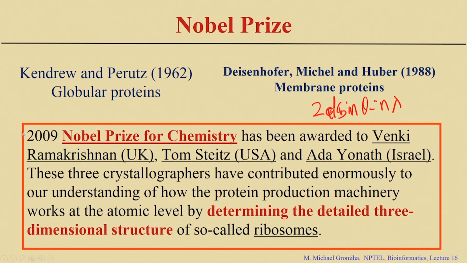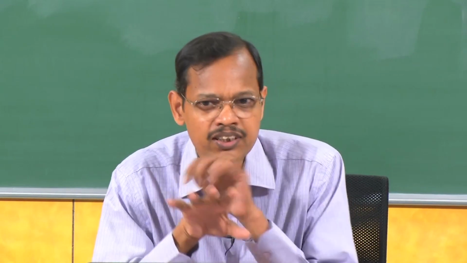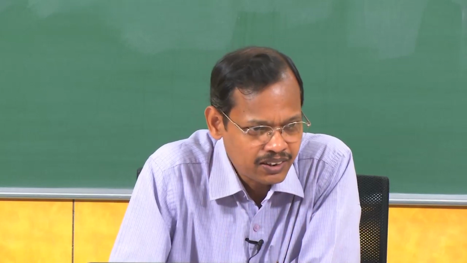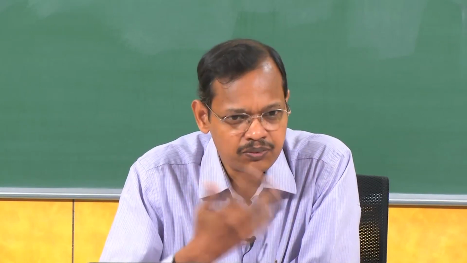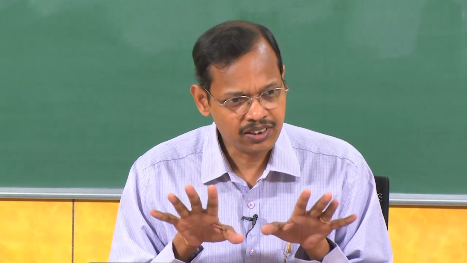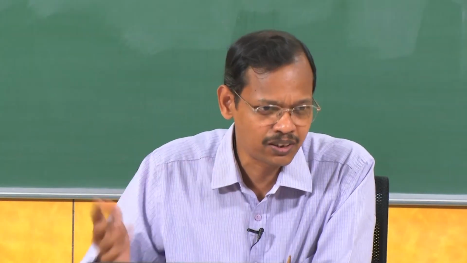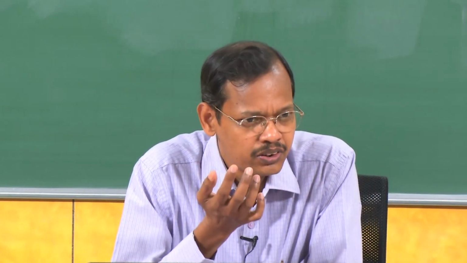In 2009, Venki Ramakrishnan, Tom Steitz and Ada Yonath, three crystallographers, enormously contributed to understanding the protein production machinery at the atomic level using the 3D structures of ribosomes, and they got the Nobel Prize in 2009. There are also Nobel Prize winners for GPCRs and other work on protein crystallography. So X-ray crystallography is a major technique used to determine the 3D structures of protein molecules as well as other biological macromolecules. Then we also have NMR spectroscopy and microscopy used to determine structures.